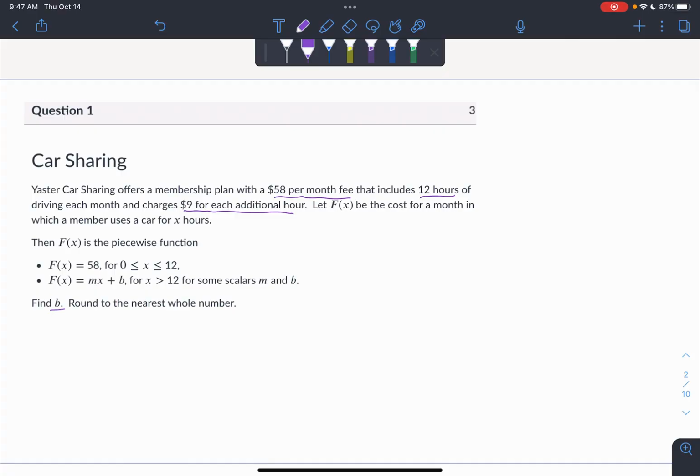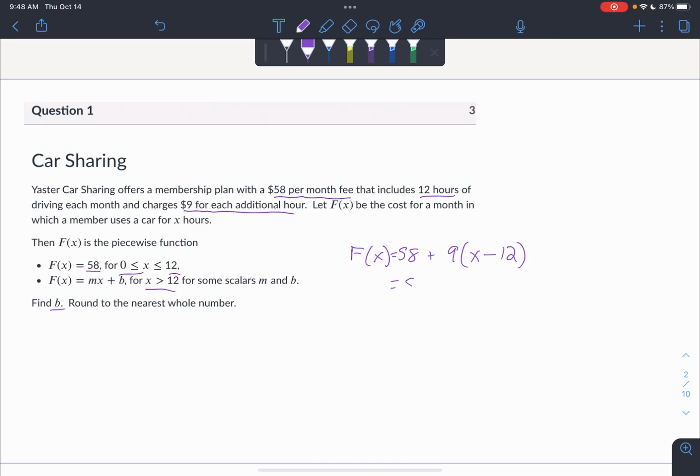So for the second part, the first part is actually the flat rate if you stay between 0 and 12 hours. But if you go over 12 hours, then you still need to pay the flat rate of 48, and then you have to pay $9 for each additional hour over 12. So that's why we subtract out the 12.